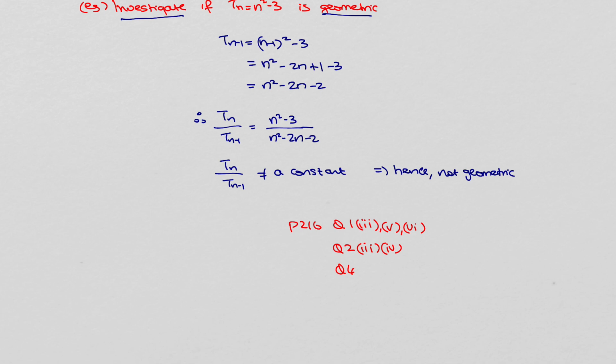And then question 4, you're given some t of n, so you're given some general terms, and you're asked to investigate, are they geometric or not? And in which case, state the type of sequence it is. So you could write out the first couple of numbers to see, is there a common difference, first or second common difference, and therefore is it linear or quadratic if it is not geometric.